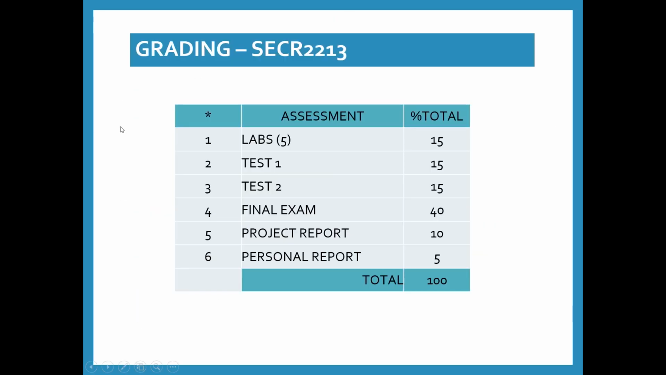Okay, this is the grading. This is how we divide the assessment and their percentages. As I said, there are 5 labs and the total is 15%. Test 1 is 15%. Test 2 is 15%. Final exam is 40%. Project report is 10%, and personal report is 5%. Within the project report 10%, 5% is the report itself, how you write clearly as a group, and the other 5% is the content itself. So if you write beautifully but there is no content, then your marks will suffer.